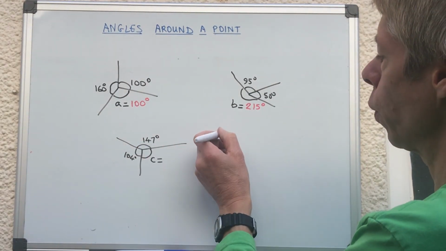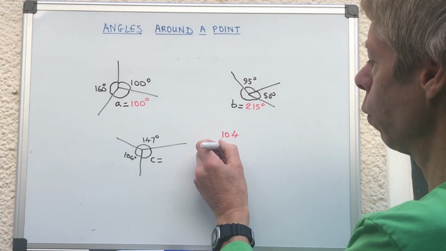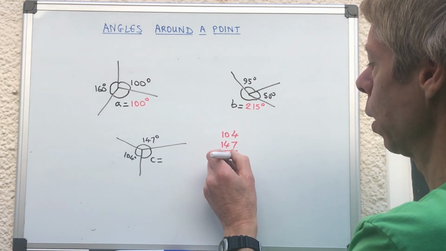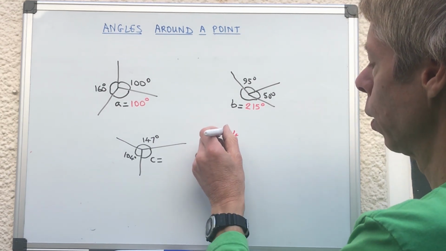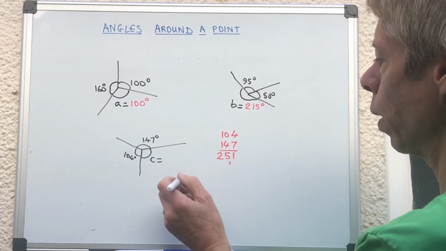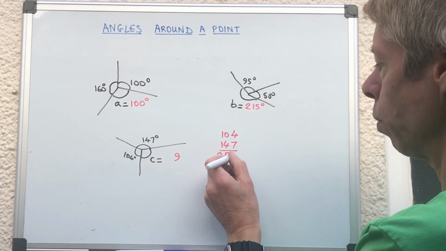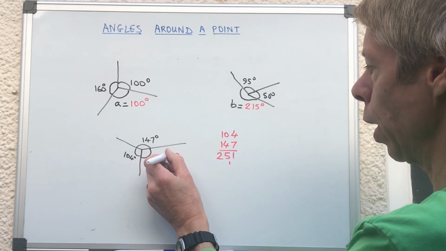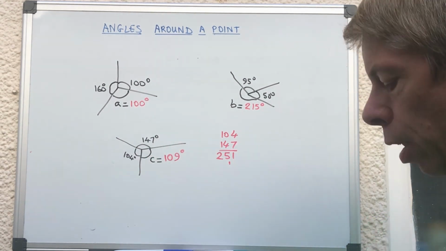Okay. Right, the last question. We've got 104, we've got 147. Add those together. That makes 11, 0 plus 4 plus 4 is 5. So we've got 251. So you want 9 to get us up to 260. So that must be 109 degrees.